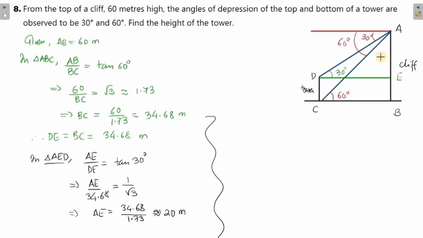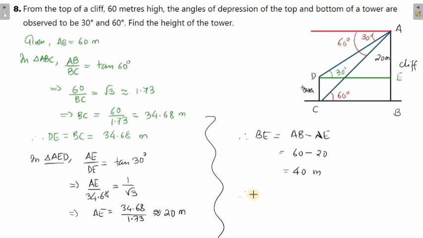We got AE to be 20 meters, and all of you know AB is given to be 60. The question is asking you to find the height of the tower, that's CD. So first let's find BE. BE is going to be AB minus AE. AB is 60, and AE we just got to be 20. When you find the difference, you get 40. So BE is 40 meters.